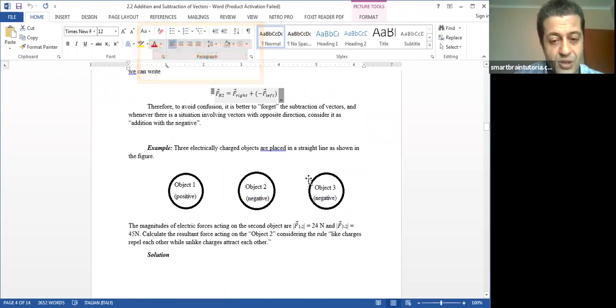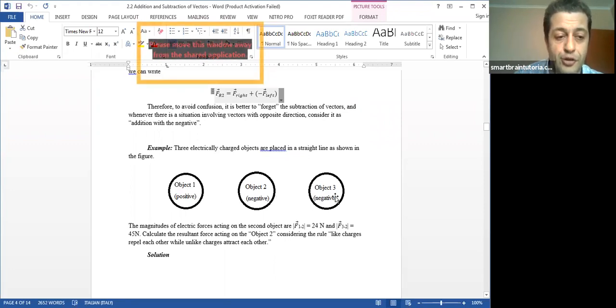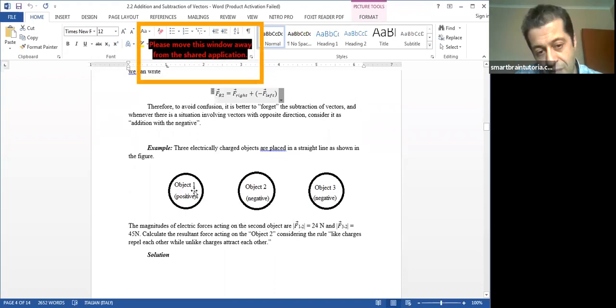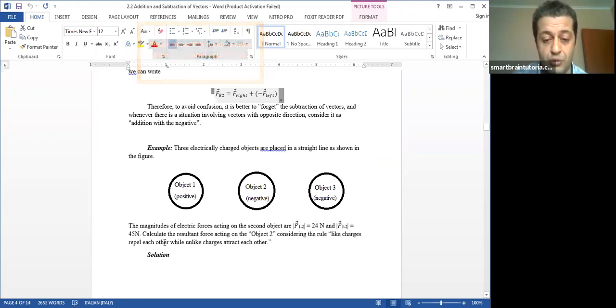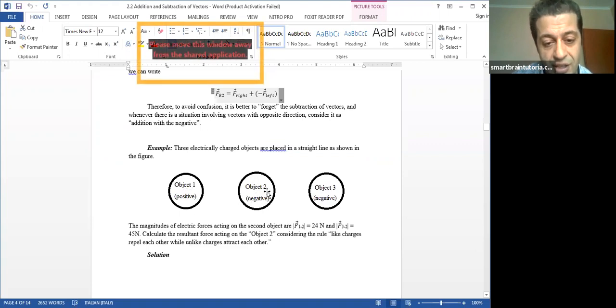My example is about electric charges acting with electric forces, and we are going to determine the direction of forces here. The magnitudes of the electric forces acting on the second object are F12, the force by which object 1 acts on object 2, which is 24 newtons, and F32, the force that the third object acts on object 2, which is 45 newtons. We have to calculate the resultant force acting on object 2. So we are going to concentrate only on object 2.